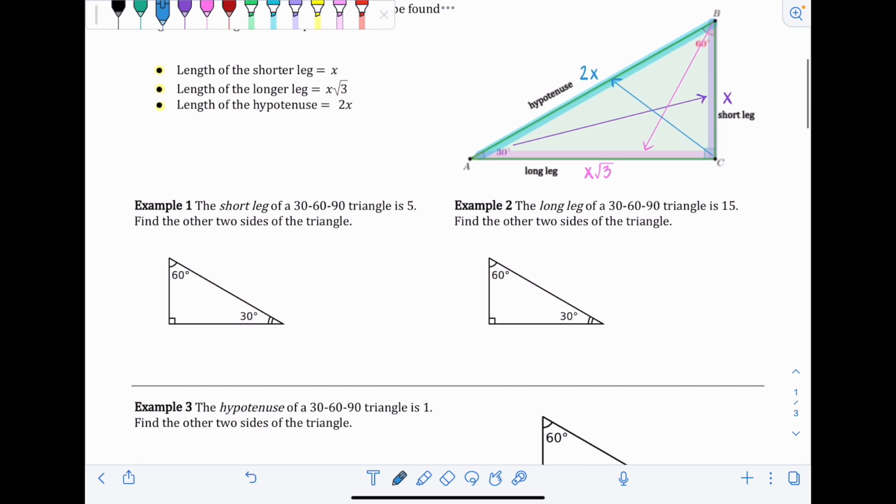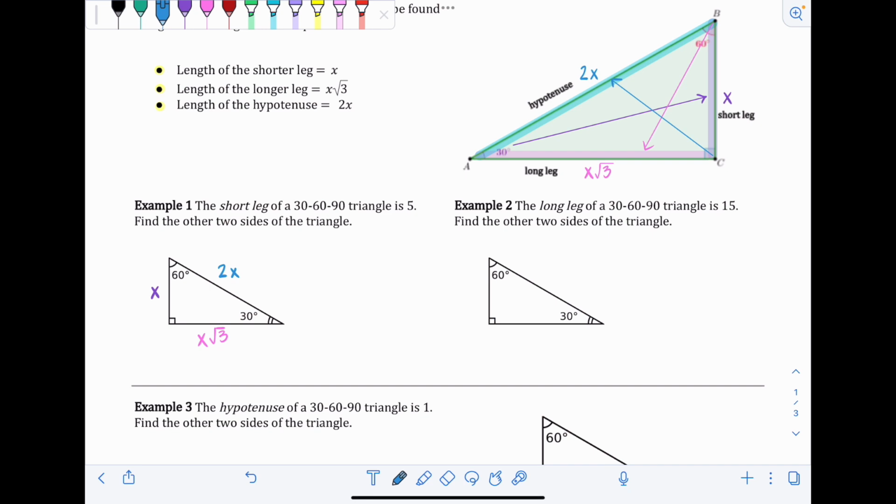Okay, so example 1: the short leg of a 30, 60, 90 triangle is 5. Find the other two sides of the triangle. The way that I like to approach this is, if I don't have a triangle, I'll draw one, and then I take those little mini formulas for each side and put them around it. The shortest side is x, the short leg, and that's supposed to be opposite the 30-degree angle. So x would go right here. And then the long leg is supposed to be x root 3, and that's across from the 60. So x root 3. And then the hypotenuse is across from the right angle, and it's the longest side overall. So that's 2x.